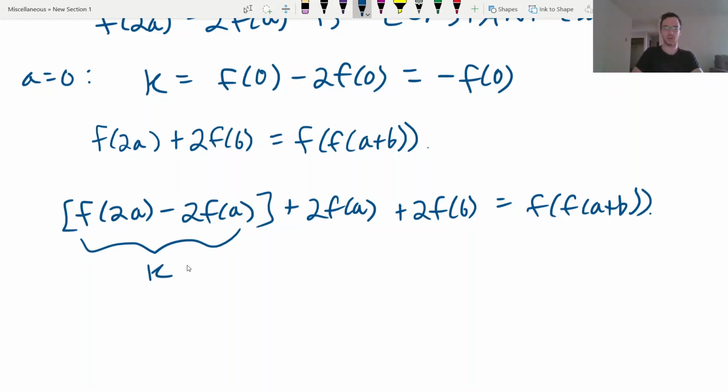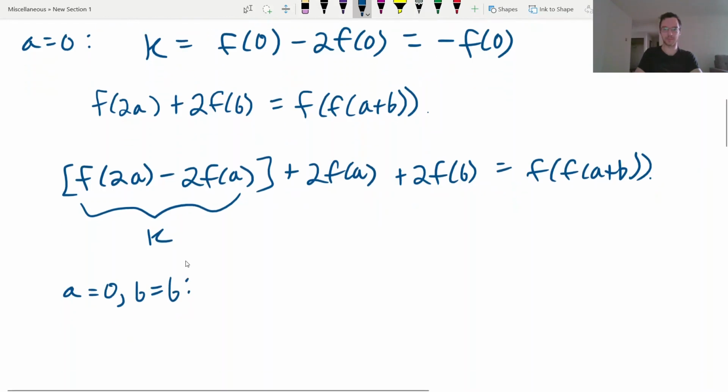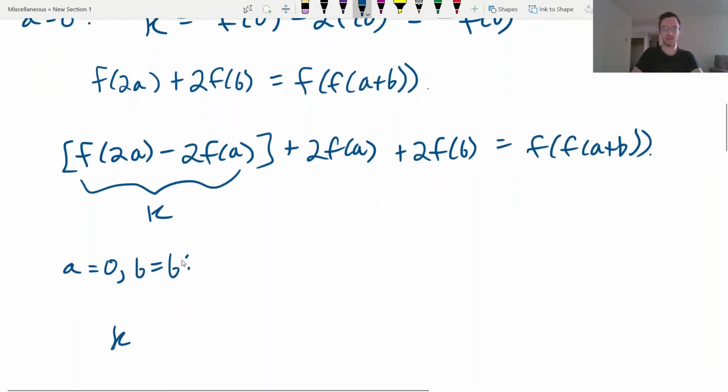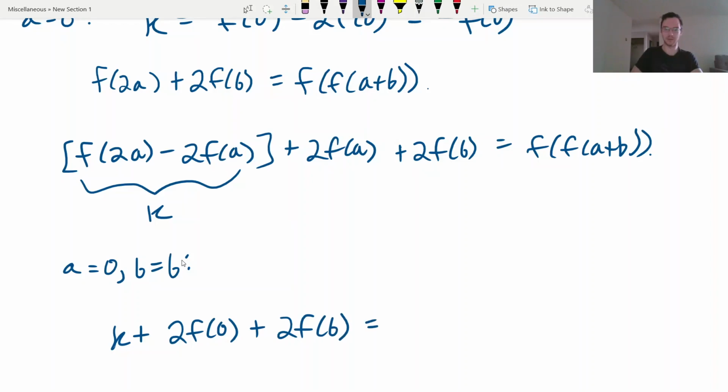Right. And now let's do something to get rid of this f composed with itself. So let's set a equal to 0 and leave b alone and see what happens. So we see we have k plus 2f(0) plus 2f(b) equals f(f(b)). And f(0) is actually minus k. So this is actually 2f(b) minus k.